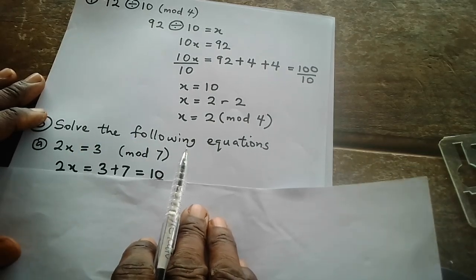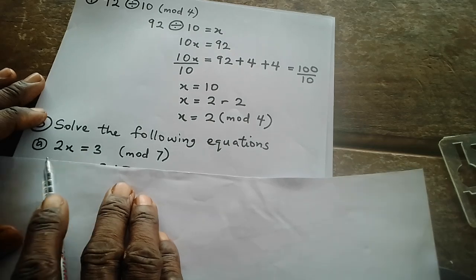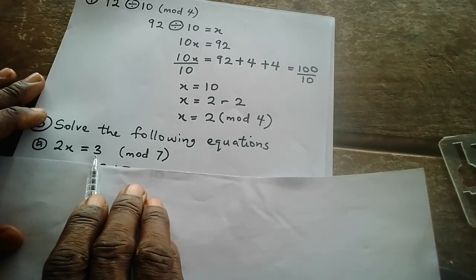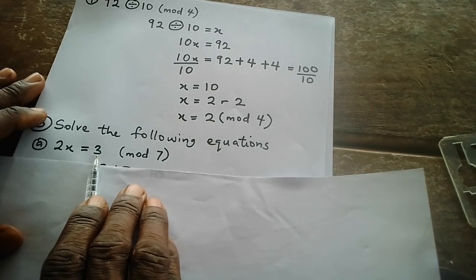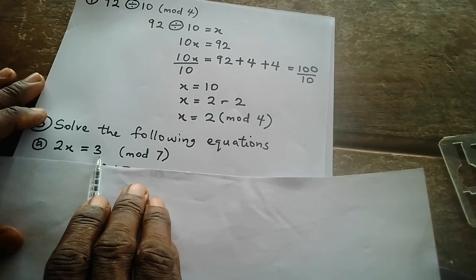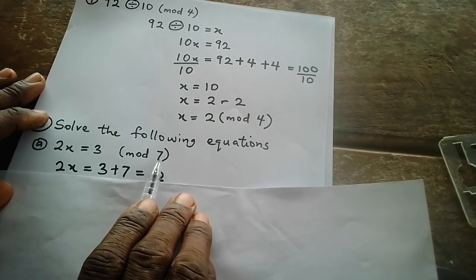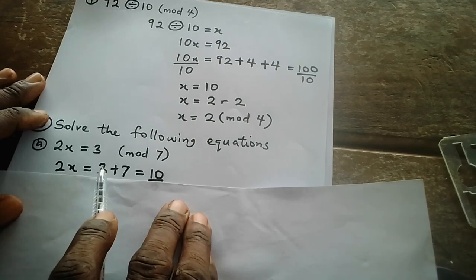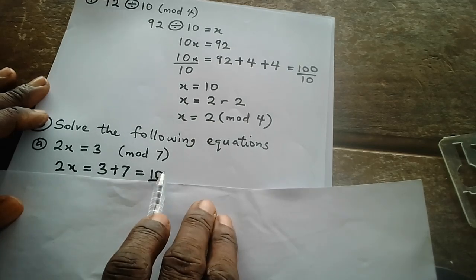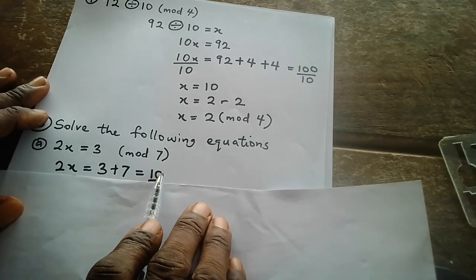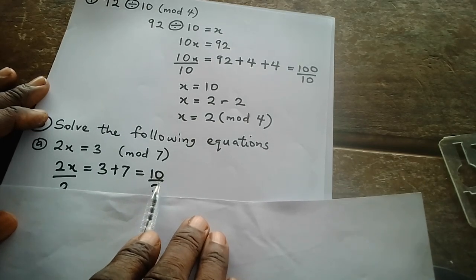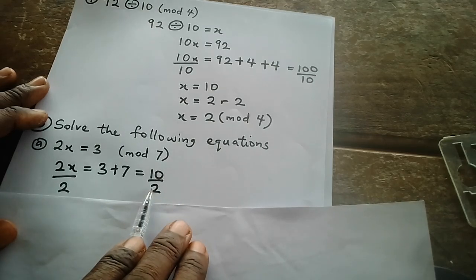So we ought to divide both sides by 2. But if we divide this 3 by 2, it's going to give us a decimal. Because of that, since it is in mod 7, let's add 7 to this 3. So 3 plus 7 is what? 10. If you divide 10 by 2, it will now give you a whole number. So that's when you now divide both sides by 2.